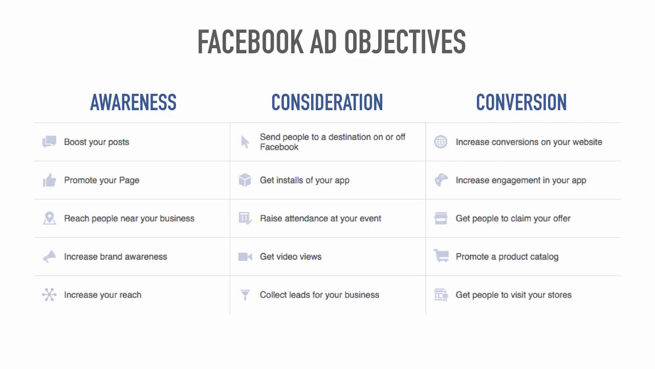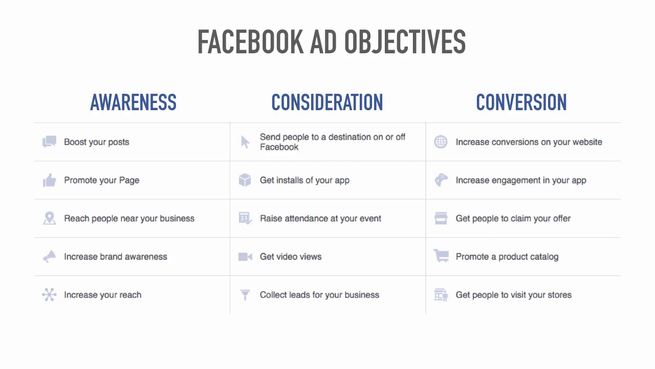And based on your focus across each of these stages, you can choose individual ad objectives that best serve your broader business goals. So for example, if you want to increase awareness of your business, you can choose to boost your post, promote your page, or reach people near your business. Also, if you want to influence more people to consider you, you can choose to get installs of your app here. Or if you want to drive sales directly from your ads, you should choose among the conversion objectives such as increase conversions on your website.